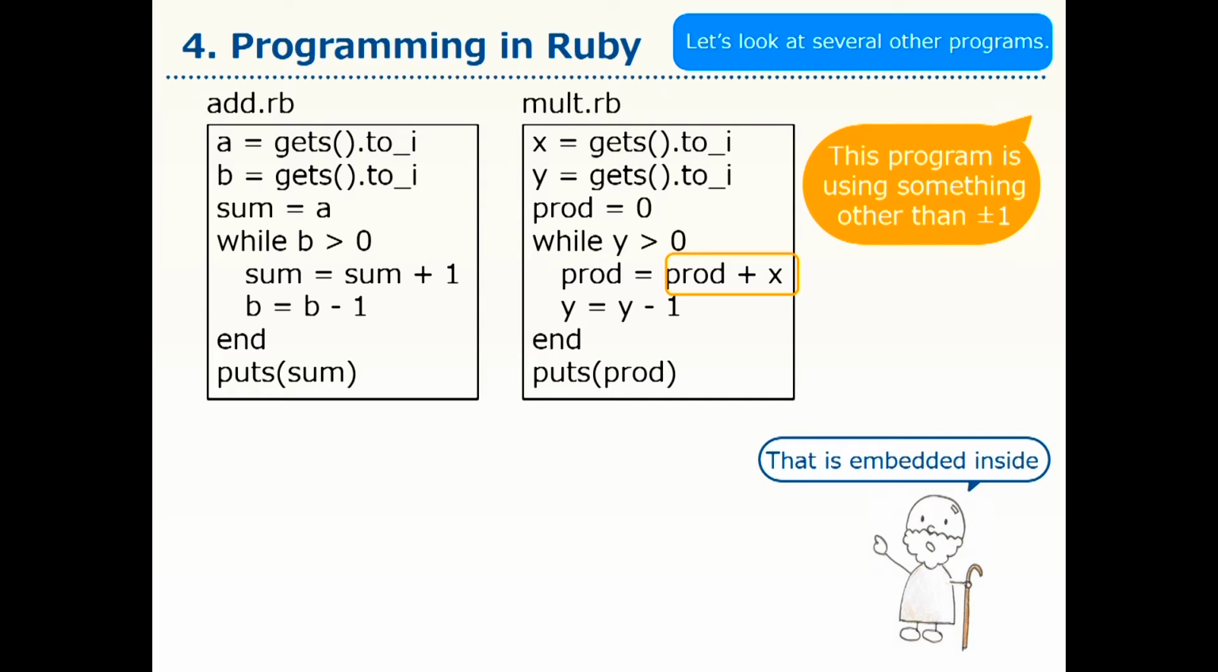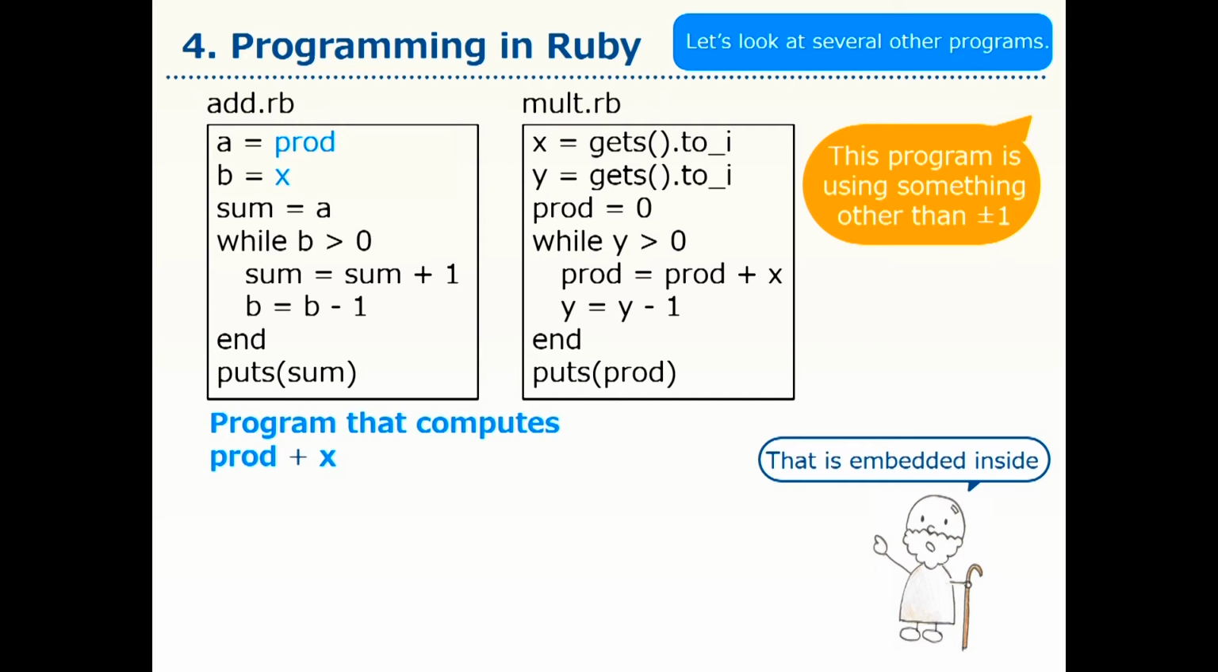Written here is the program that computes a plus b. Let's modify it a bit. Here, a and b are given data as an input, but changing it up, if the value of the variable prod is put in a and the value of variable x is put in b, what will the program do? Right. It will become the program that computes prod plus x. That can be used here.